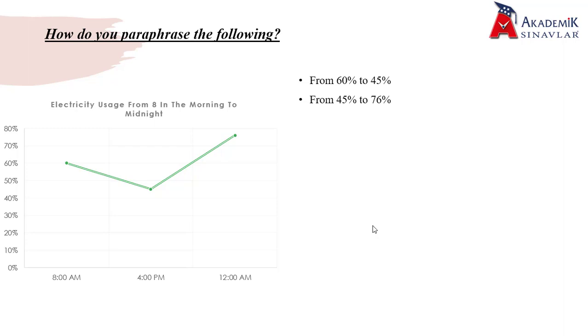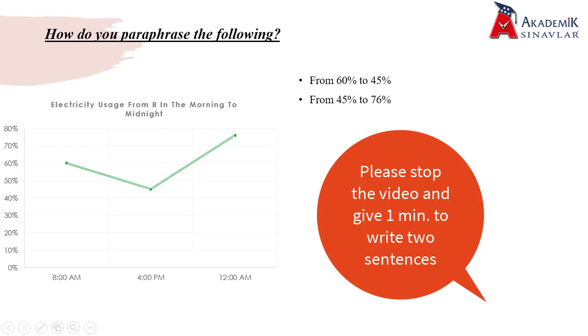As you can see in this chart, electricity usage in a day from 8 in the morning to midnight has changed. At first, it had a downward trend from 8 a.m. to 4 p.m. Then from 4 to 12, it increased, okay? We are going to have a challenging part here. I want you to take your time, around 30 seconds, to write a sentence or maybe 2 sentences explaining the chart. Okay, well done. Now, let's check my sentence.